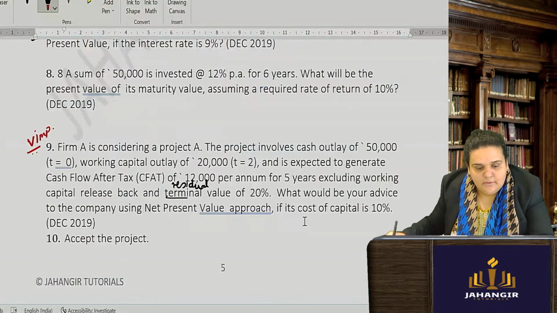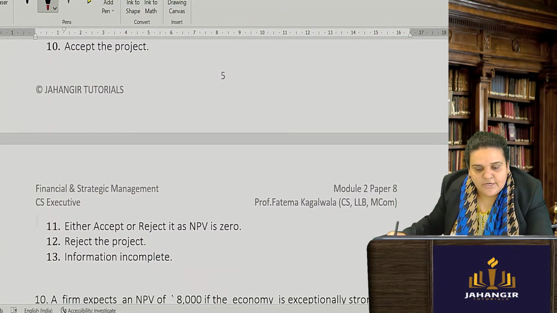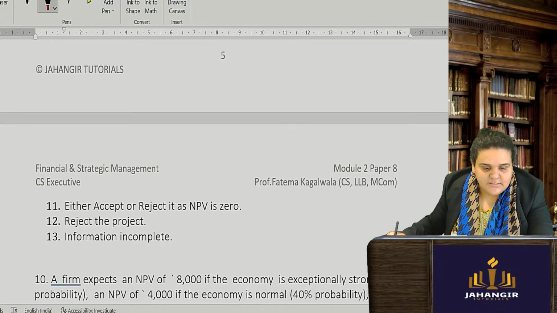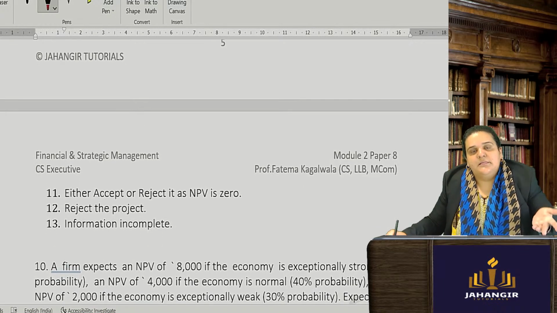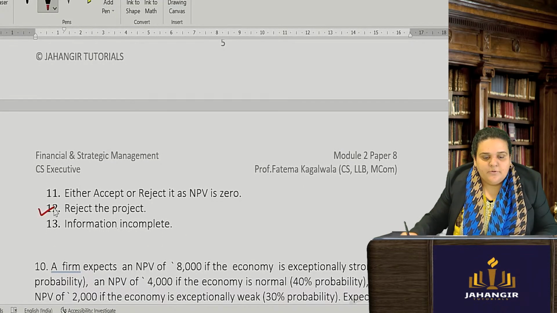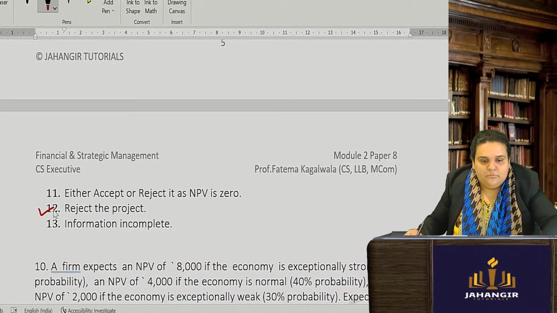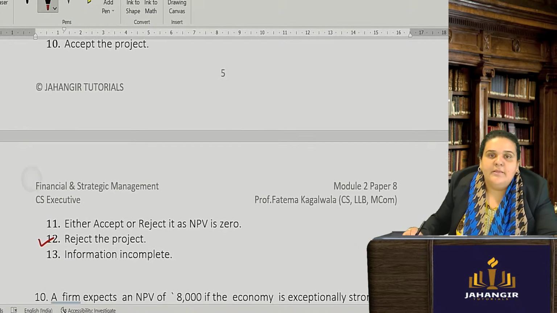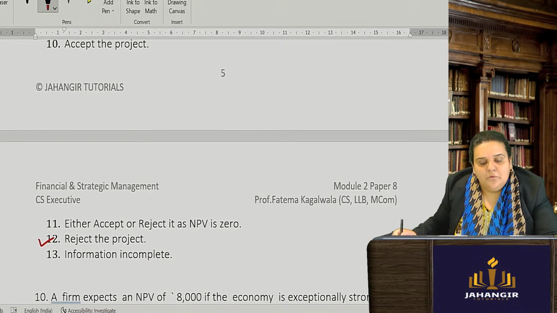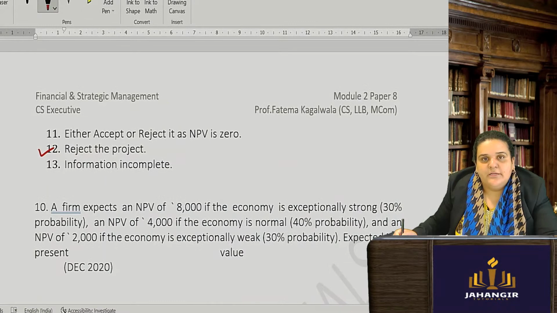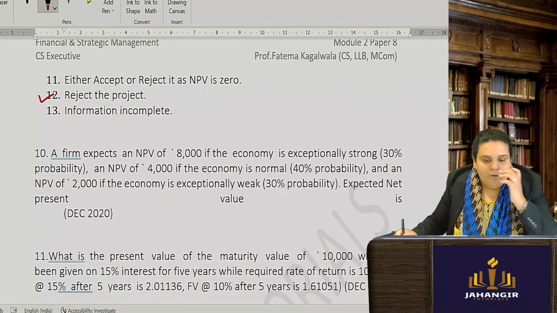Let's see whether we should accept or reject, as the NPV is not 0. Reject the project, information is incomplete. Answer is reject the project. Is the NPV 0? No, it's going negative. Accept, we cannot. Is the information incomplete? No. Obviously, we have to reject the project. Okay.